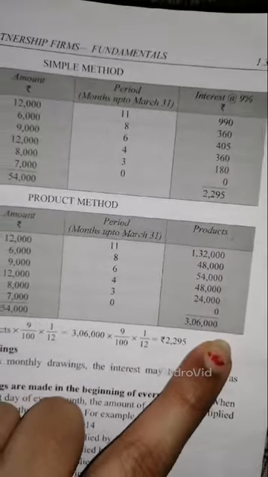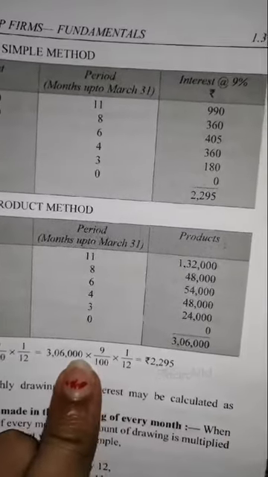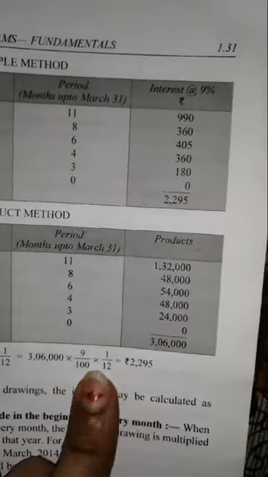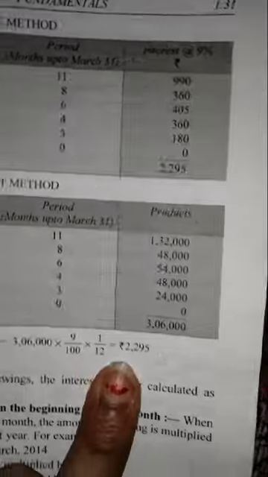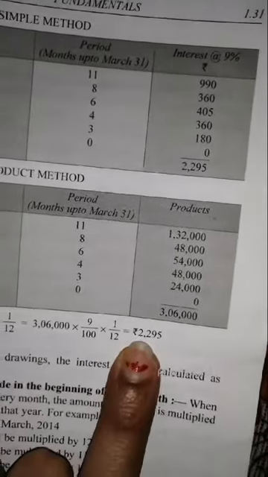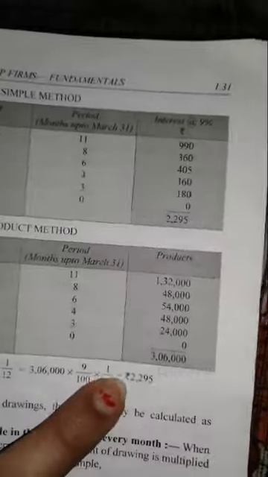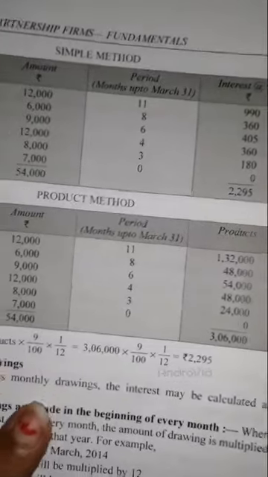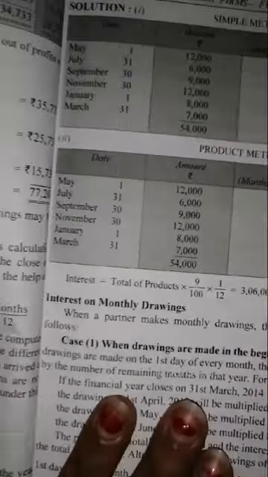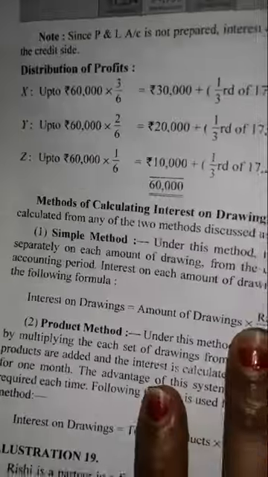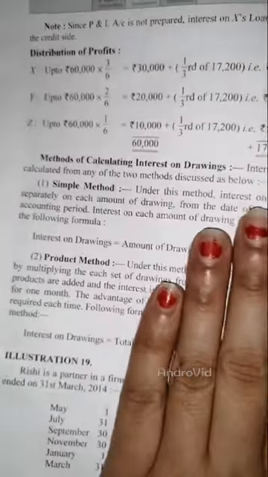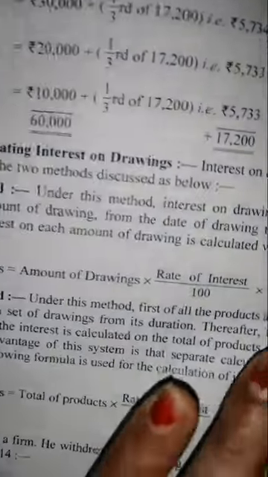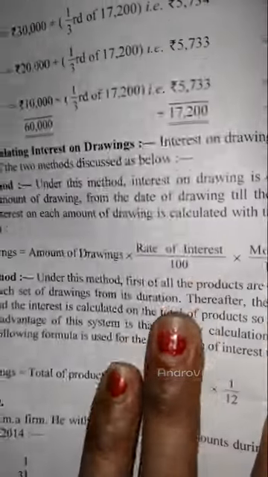This 3,06,000 will now be multiplied by 9 by 100, that is the rate of interest on drawing, and into 1 by 12, that is taken for one month only. It will be 2,295. As you can see, 2,295 and 2,295, in both methods the answer is the same. So we have two methods of calculating interest on drawing. You can use the simple method or the product method, whichever you think is easier for you.